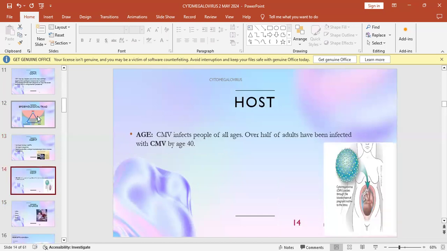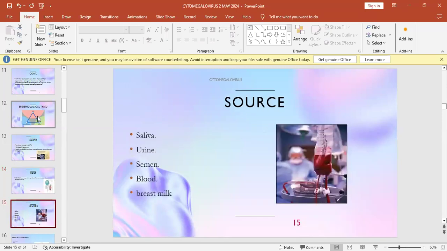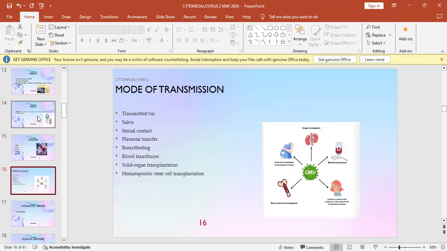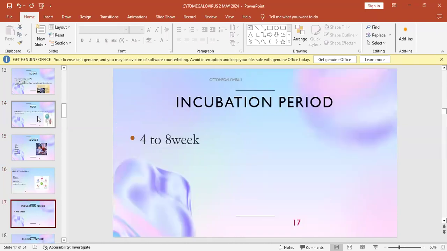The host factor is that cytomegalovirus infects people of all ages. Over half of adults have been infected with cytomegalovirus by the age of 40. The source can be saliva, urine, semen, blood, or breast milk. The mode of transmission is that it can be transmitted by saliva, sexual contact, placental transfer, breastfeeding, blood transfusion, solid organ transplantation, or hematopoietic stem cell transplantation. Its incubation ranges from 4 to 8 weeks.